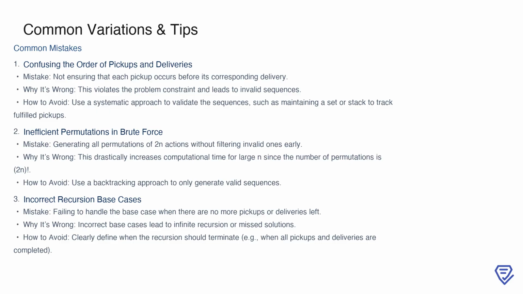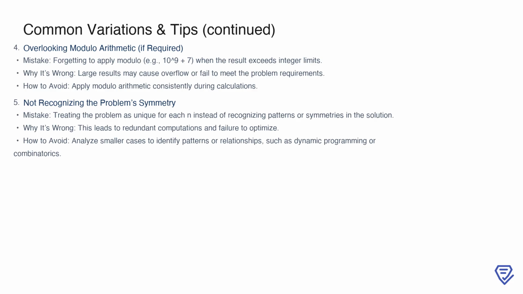If you don't properly handle scenarios where there are no pickups or deliveries left, it can lead to infinite recursion or missed solutions. To prevent this, clearly define the termination condition, such as when all pickups and deliveries are successfully processed. Another mistake to watch out for is overlooking modulo arithmetic, especially in problems where results can grow extremely large. Large numbers can exceed integer limits, and many problems explicitly require results to be returned modulo 10 to the power of 9 plus 7. To ensure correctness, apply modulo operations consistently during your calculations, not just at the end.